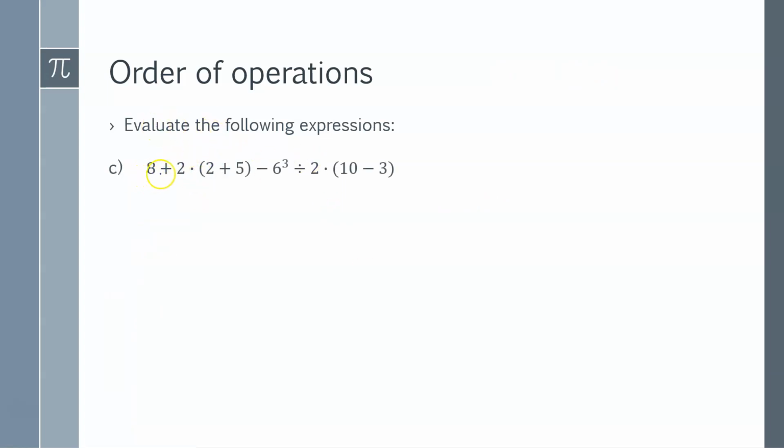So here we have 8 plus 2 times the quantity 2 plus 5 minus 6 cubed divided by 2 times 10 minus 3. Ooh, there's a lot going on here, but luckily we have our PEMDAS in our back pocket that we can grab. So we always start with those parentheses first. So this is 8 plus 2 times 5 plus 2 is 7. And notice I'm just dropping down the rest. I'm basically ignoring it right now because it does not matter.